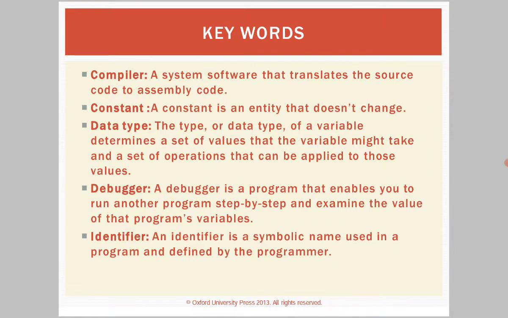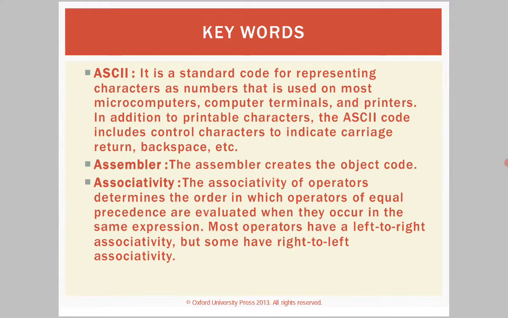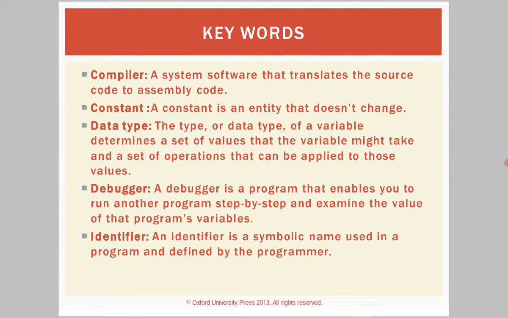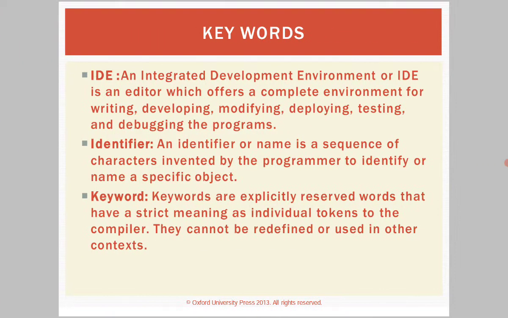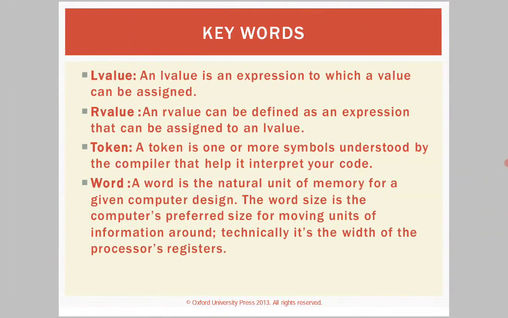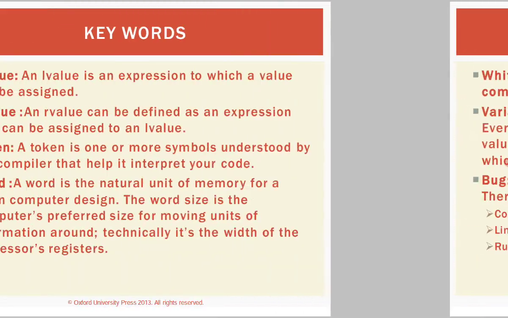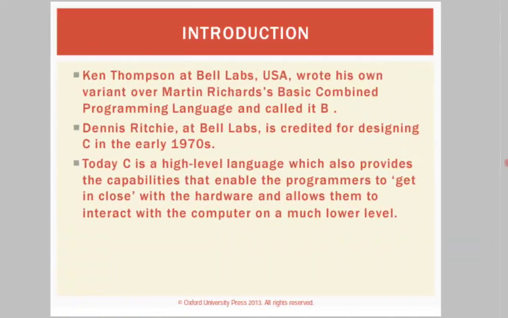Different terms are used, like assembler, associativity, compiler, constant, data types, debugger, identifier, IDE, keyword, linker, preprocessor, token, word. All these are different terms and reserved words. We may discuss them one by one here.